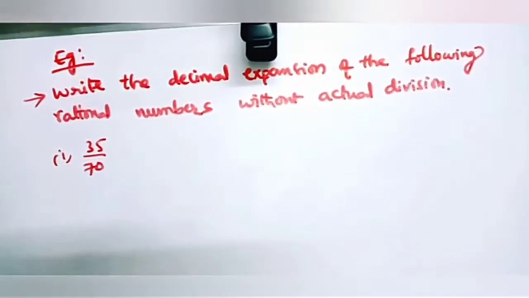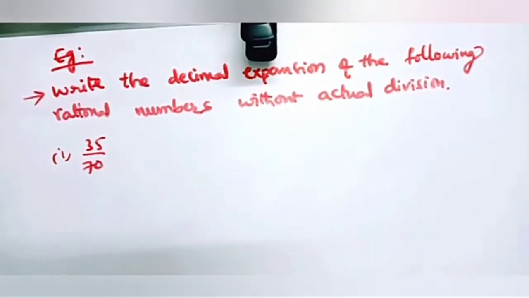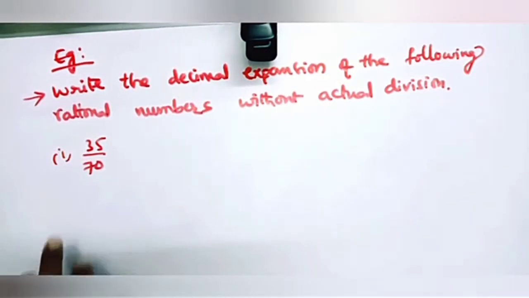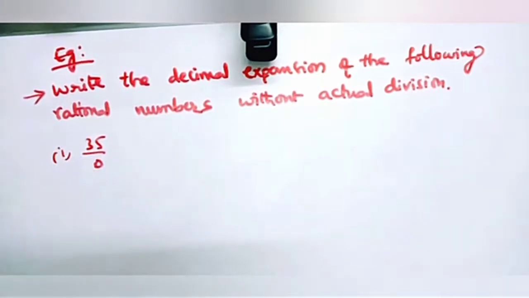Next one, write the next example. Write the decimal expansion of the following rational numbers without actual divisions. So previously, without actual divisions, we concluded whether the given rational number is a terminating or non-terminating repeating decimal. Now we are going to write the given rational number in the form of p by q. So the first question is 35 by 50.